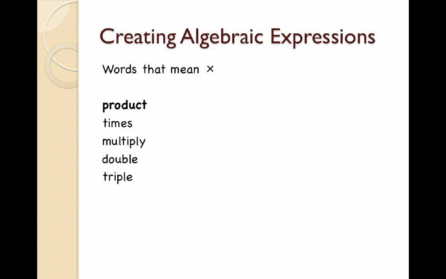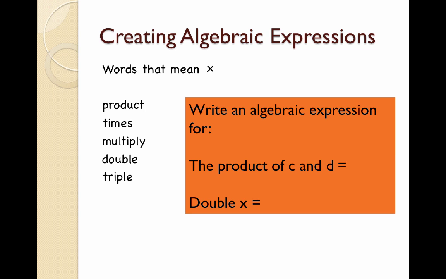If I wanted to write a sentence that uses the times symbol, I would have to be looking for words like product, times, multiply, double, or even triple. So if I want you to write an algebraic sentence for something like the product of c and d, or maybe even double x, the product of c and d, I would have to write c times d. But I don't want to write the times symbol, I want to write it even shorter, so I would just write cd. For double x, that would be 2 lots of x. But again, we don't want to write that times symbol, so double x would just be 2x.